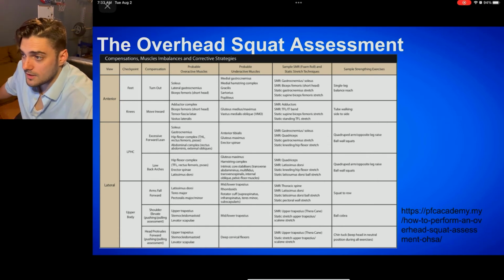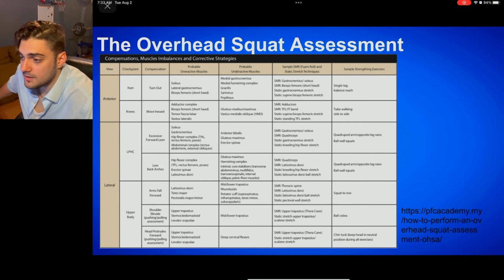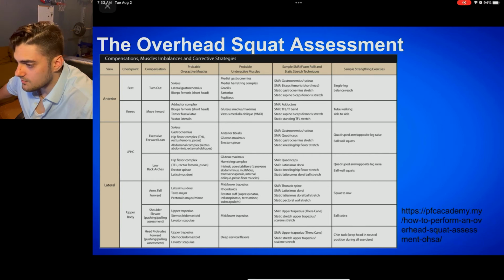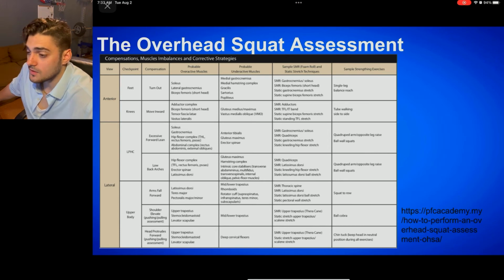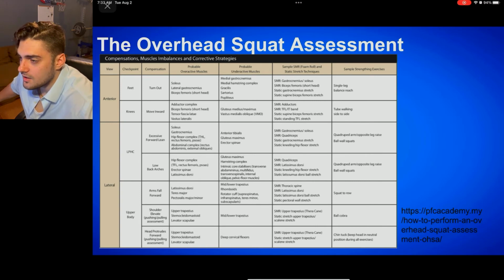On the lateral view of the overhead squat, you're looking at the LPHC and the upper body. So what does excessive forward lean mean? It could mean the soleus, gastrocnemius, hip flexors, rectus femoris, psoas, and abdominals are probably overactive. If the low back arches, the hip flexor complex, the TFL, rectus femoris, psoas, and erector spinae are probably overactive as well.